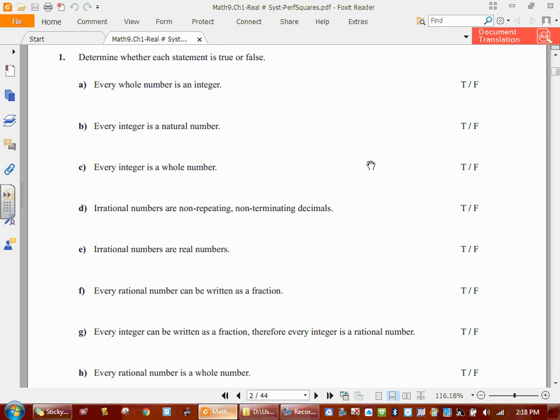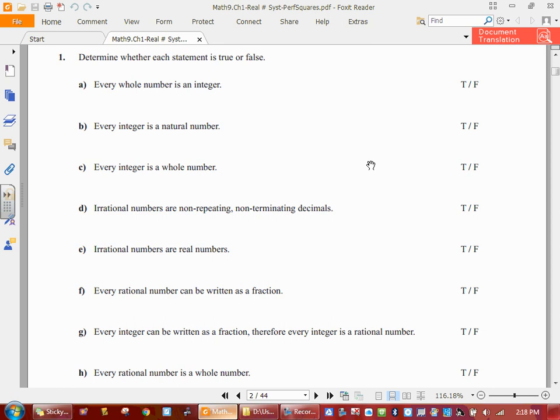True. Did the whole numbers fit inside the other box? Yes, they did, so it's true. Now, let's word it backwards. Is every integer a whole number? No, there's too many numbers in here. They include the negatives. So if they reverse the way they said that, it would be false. Okay, so you have to watch the way they're saying it.